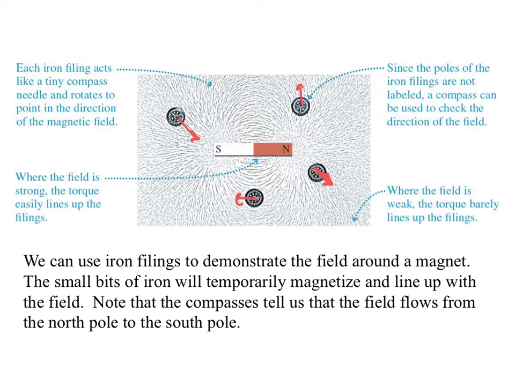And so your book alleges, and I suppose we agree, what this ends up showing is that field is leaving the North Pole and entering the South Pole. And that's a good thing to remember, that field leaves a magnet through its North Pole and enters the magnet through its South Pole.